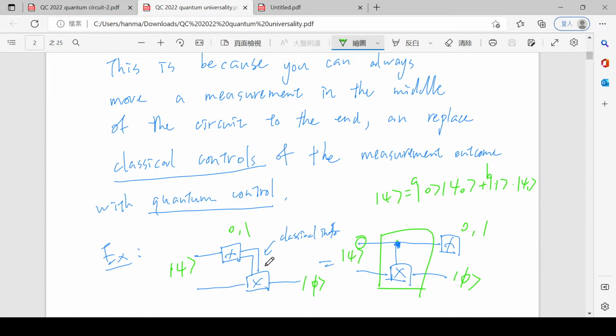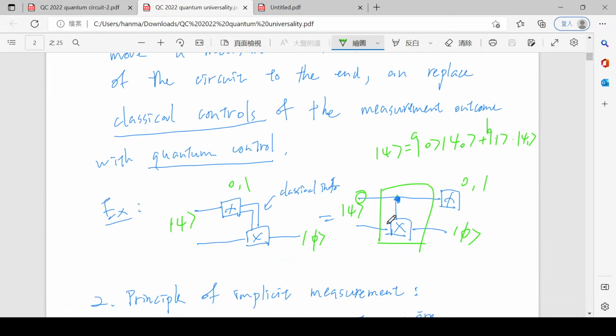Because if you do some adaptive thing that's controlled by your measurement result, you can just replace that by a controlled unitary.